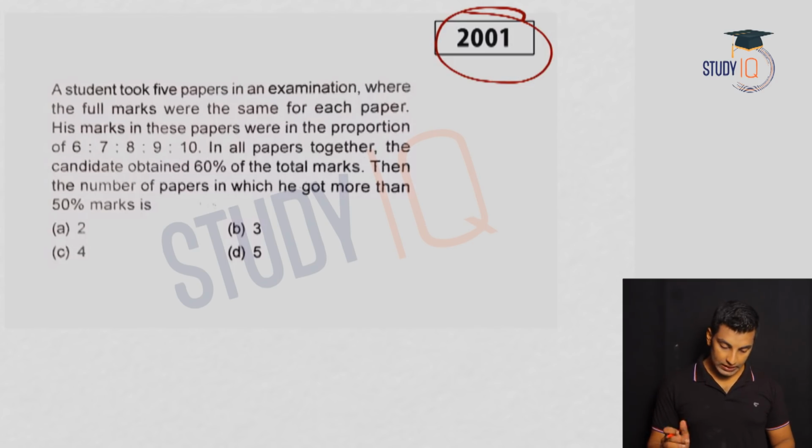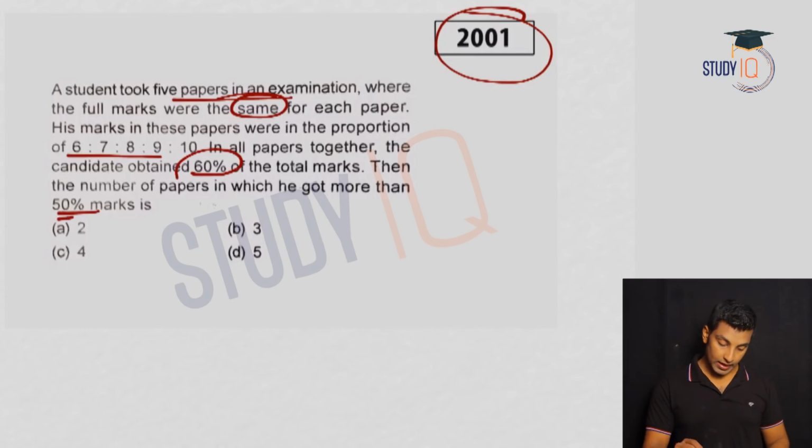Okay, how will you solve? What is given? A student took 5 papers in an examination where the full marks were the same for each paper, so the total mark is the same. His marks in these papers were in the proportion 6, 7, 8, 9, 10. In all papers together the candidate obtained 60% of the total mark. Then the number of papers in which he got more than 50% mark.